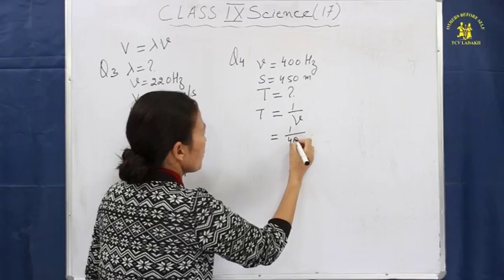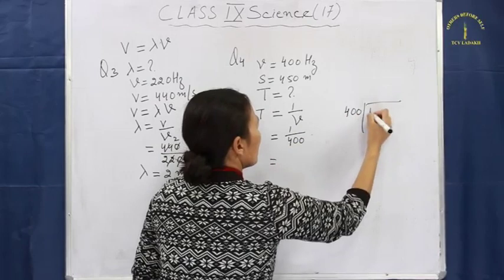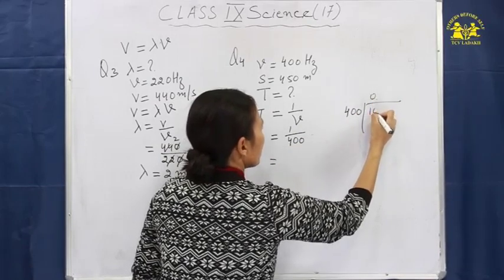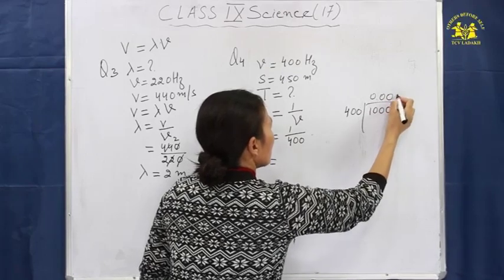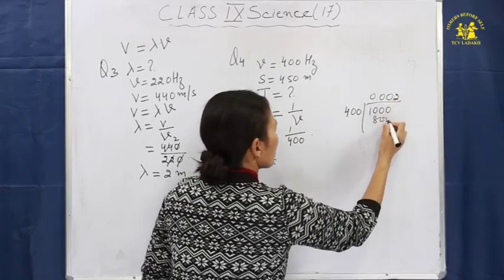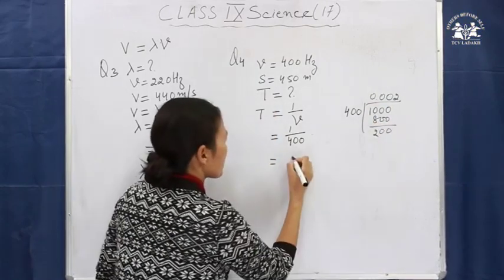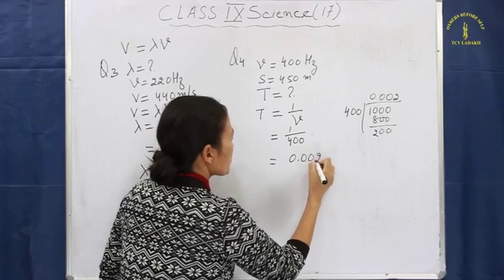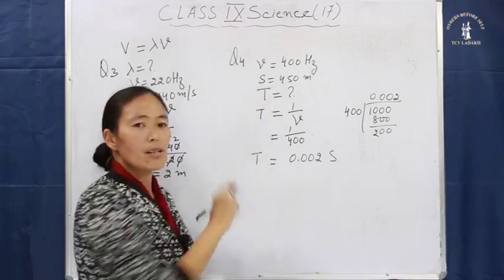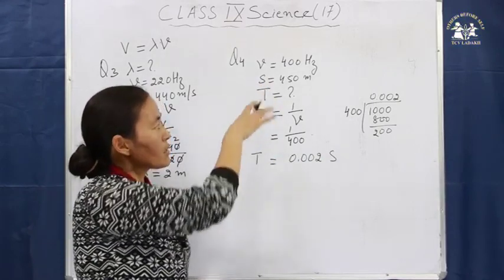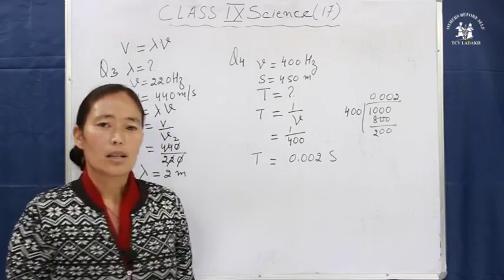Frequency value is 400, and 1 by 400 is 0.0025, so approximately 0.002 second. So that is the time period.